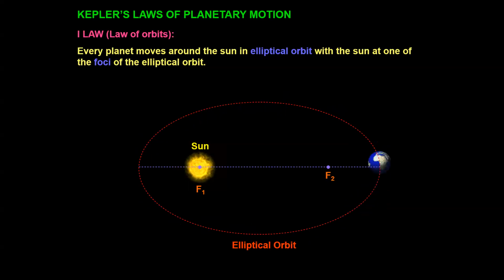Foci means two focus, and that happens only in an elliptical orbit. And foci will also happen to us when we are in class. Two centers of focus: one is a teacher, another one is a friend sitting nearby. Am I right? So two centers of focus. Who were you actually focused on? So first law understood, Kepler's first law.